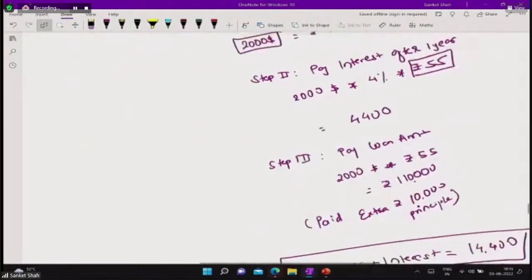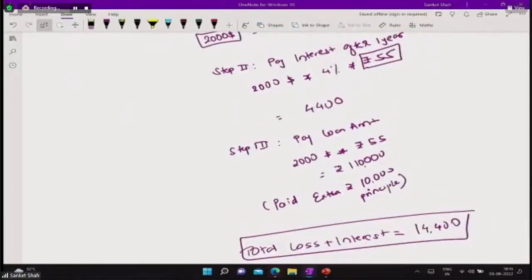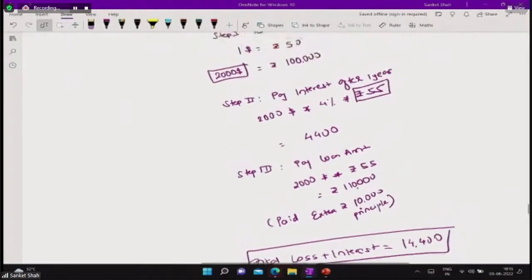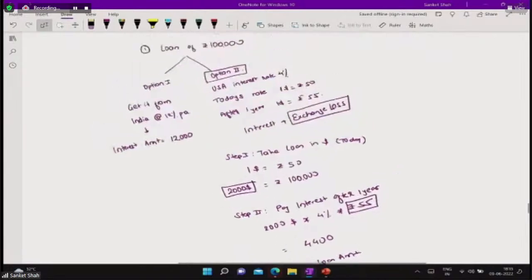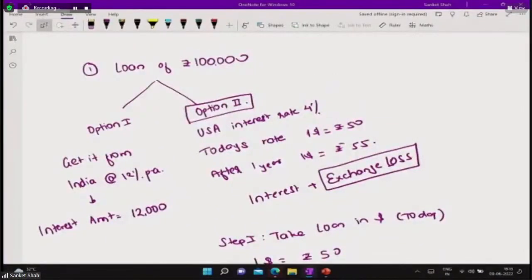Step 2 and step 3. Yes. Now other students, yes, I got the wrong calculation. 4,400 is the correct answer. Can you tell me, are you getting this concept?